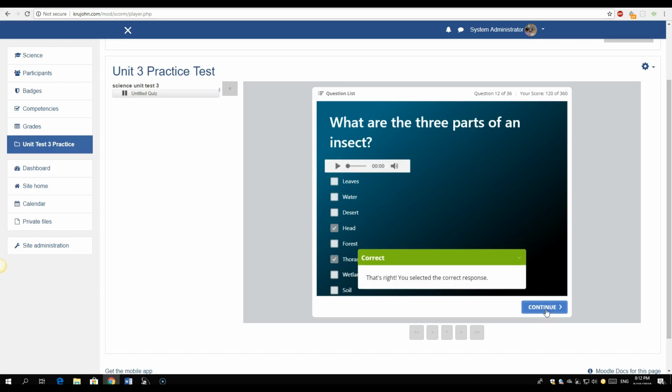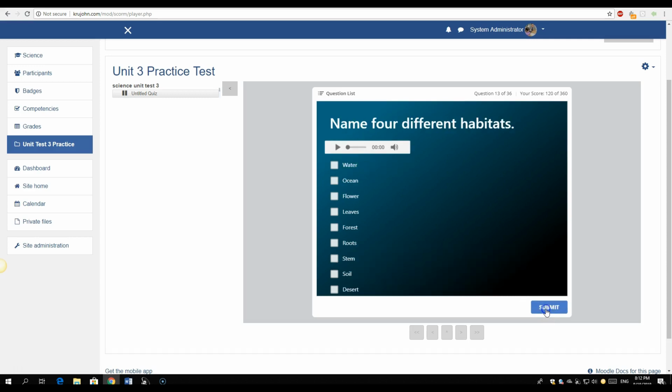Abdomen, thorax, and head. That is the correct answer. Name 4 different habitats. Now remember, that is where living creatures live. Okay, so can we think of some habitats?